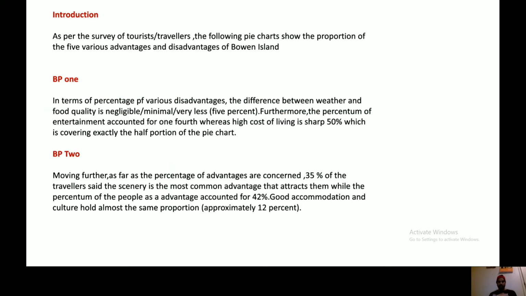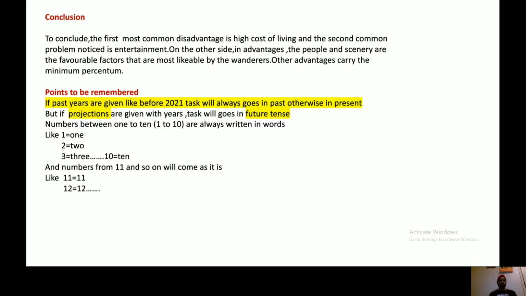Like in BP2, if you go to the second-last line, it is said that the good accommodation and culture account for almost the same proportion, 12%. So that is one common thing, almost the same proportion. Okay. So to conclude, the first most common disadvantage is the high cost of living, and the second, like the first common problem, is the high cost of living, that's why we give that the first grade.